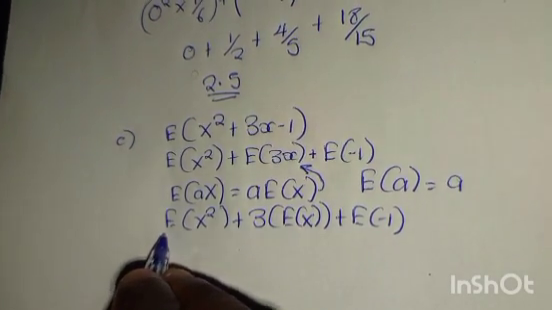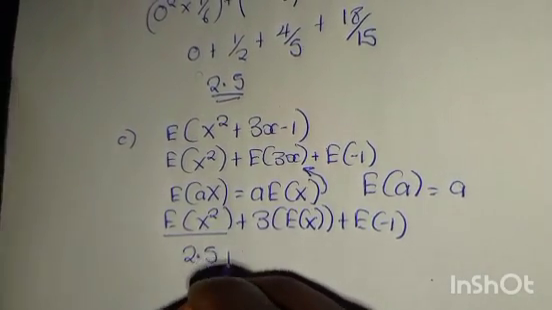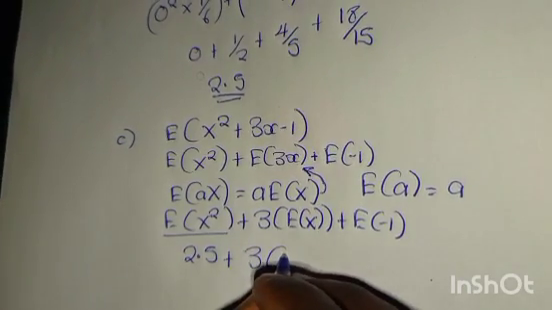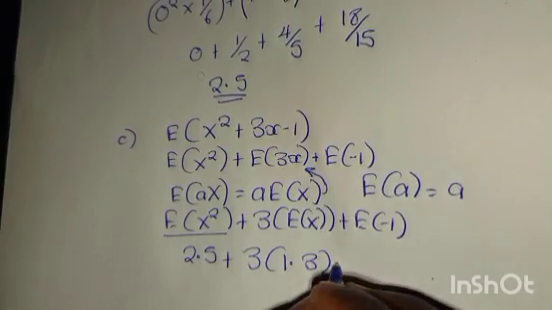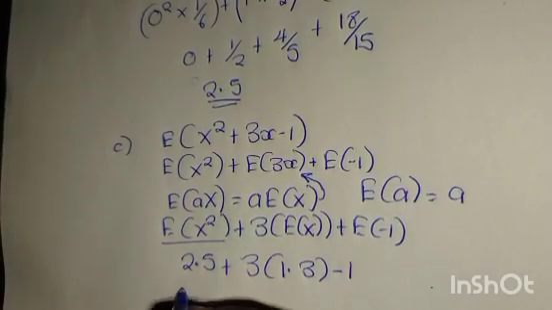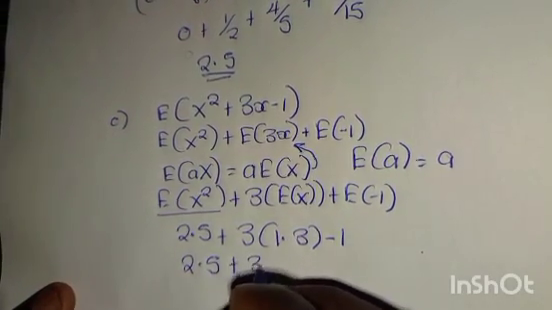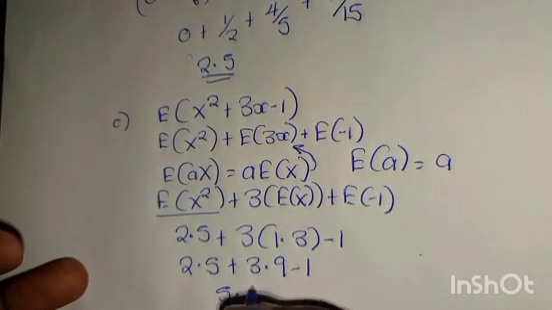So if you check, the expectation of x squared is what we found on top, which is 2.5. And the expectation of x is the first answer that you calculated, which was 1.3. Then we now know that the expectation of -1 is the same as -1. So 2.5, 3 times 1.3, that is 3.9, minus 1. Then you get a calculator and add 2.5 plus 3.9 minus 1, and you get your answer to be 5.4.